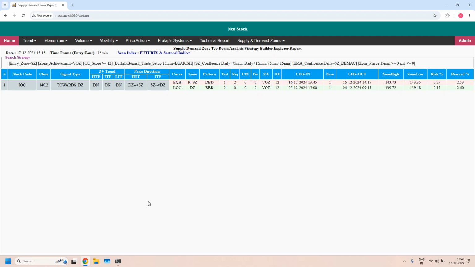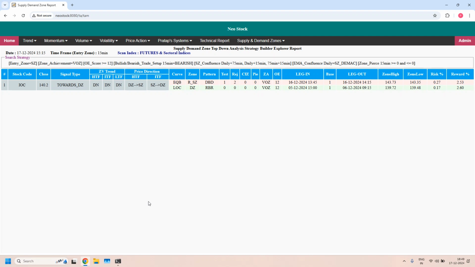Suppose this 15 minutes is part of the 75. The 75 is having another 15 minute zone. That is also high probability. In case this is violated, the next one will be enabled. That is what we discussed in lesson 27. Lesson 27 is very, very important to understand these strategies.